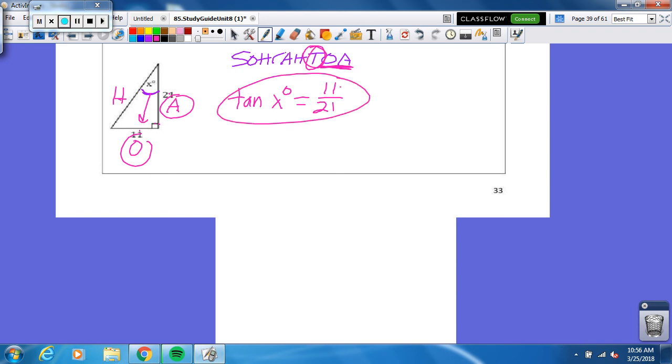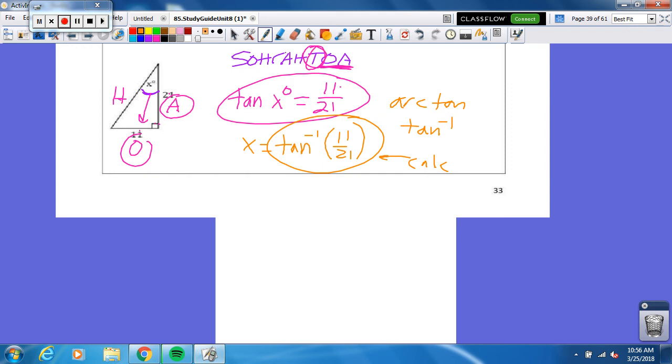So what am I going to do to both sides? I'm going to do the inverse tangent, or arc tangent, which is the same as tangent to the -1. So x equals the inverse tangent of 11 over 21, and this goes in your calculator. Let's do it. Inverse tangent of 11 over 21 is x equals about 27.645 degrees. You can put the squiggly lines, that's about, because I rounded. Okie dokie, let's go to the next page.